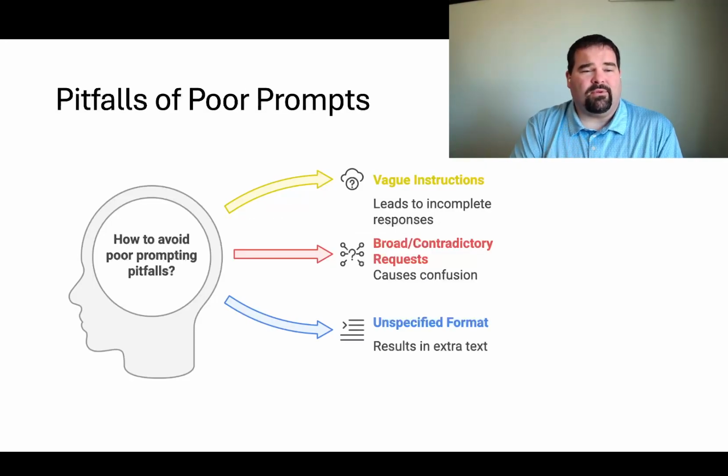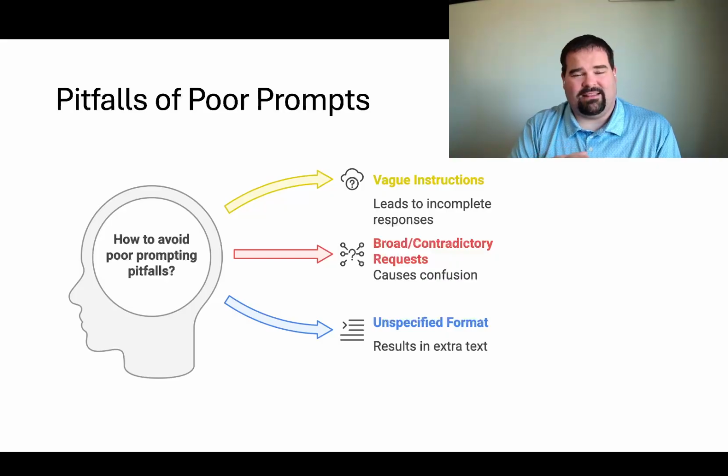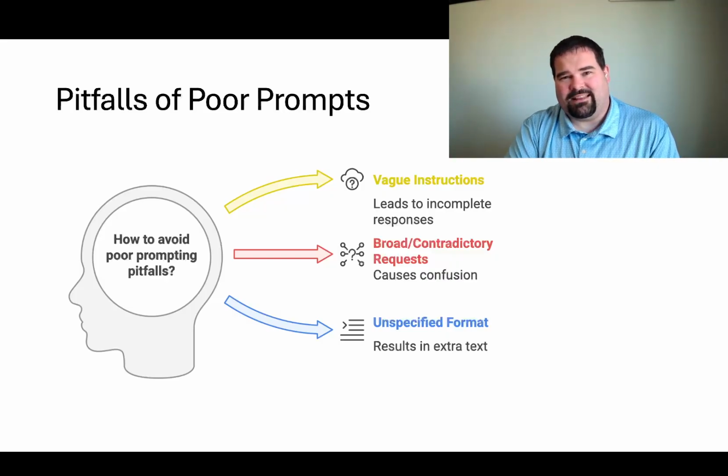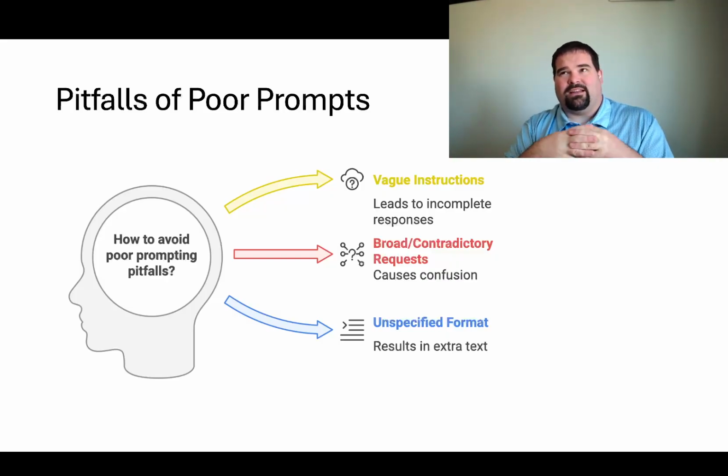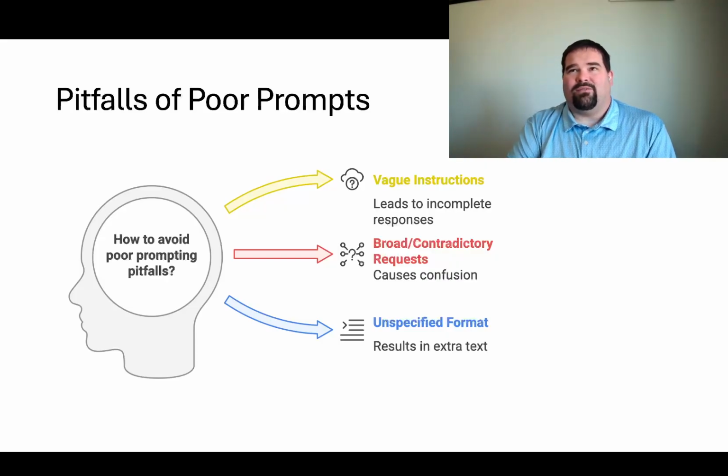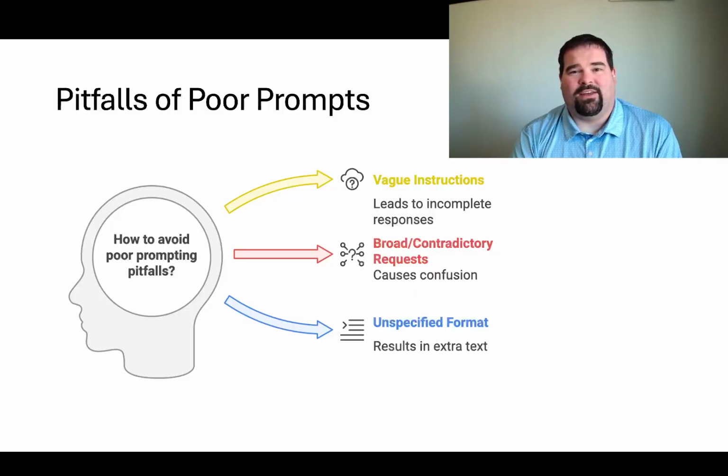So if we're thinking about the pitfalls of poor prompts, we want to make sure that we are avoiding vague instructions. We want to make sure that we've reread our prompt to make sure that there's nothing overly broad, potentially things that are going to contradict with each other. And we're going to want to be very specific in the expected format, what type of output we're going to provide.